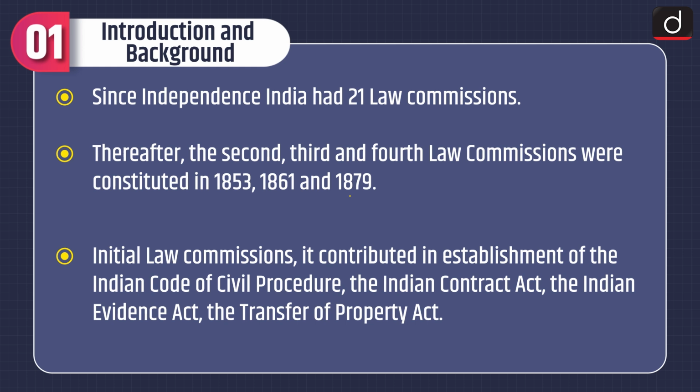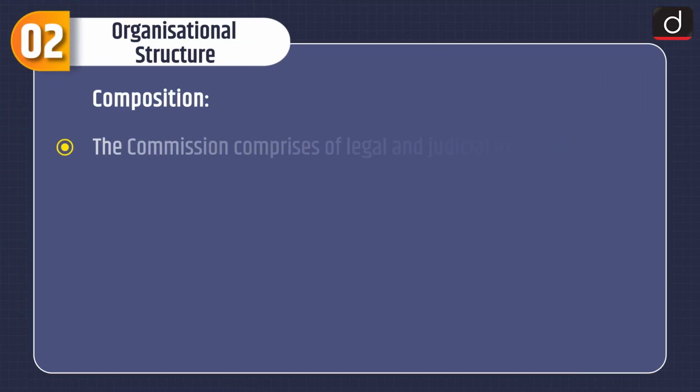Thereafter, the second, third and fourth Law Commissions were constituted in 1853, 1861 and 1879. Initial Law Commissions contributed in establishment of the Indian Code of Civil Procedure, the Indian Contract Act, the Indian Evidence Act, the Transfer of Property Act. Now moving on to its organizational structure.